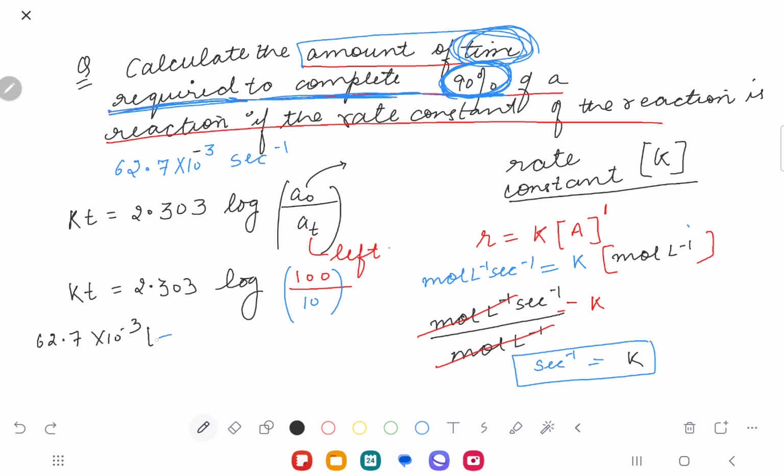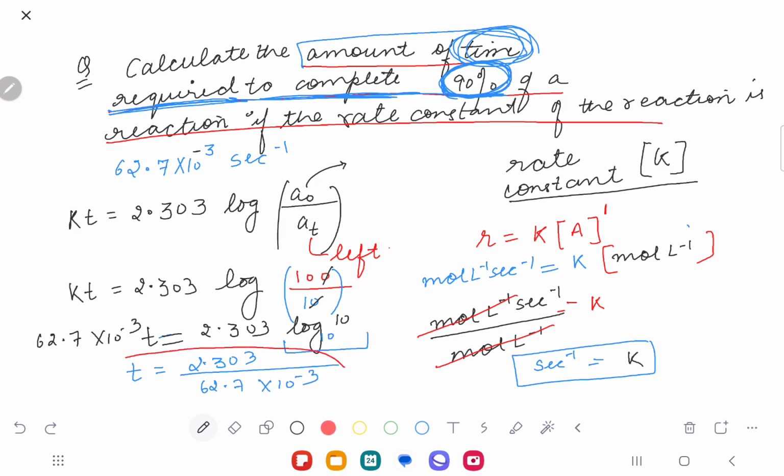So it would be t equals to 2.303 log of 10, and here the base is 10. So log 10 to the base 10, what should be the answer? You tell me. 1, ma'am. 1. Good job. And divided by 62.7 into 10 raised to power minus 3. Understood or not? Yes, ma'am. Okay. So this is how we get the answer. And now you just solve this to get the time.